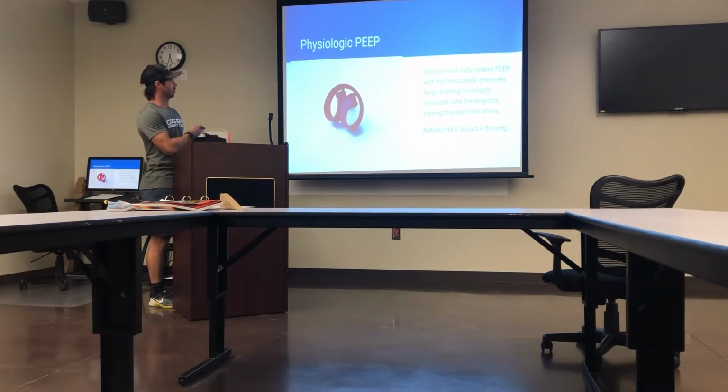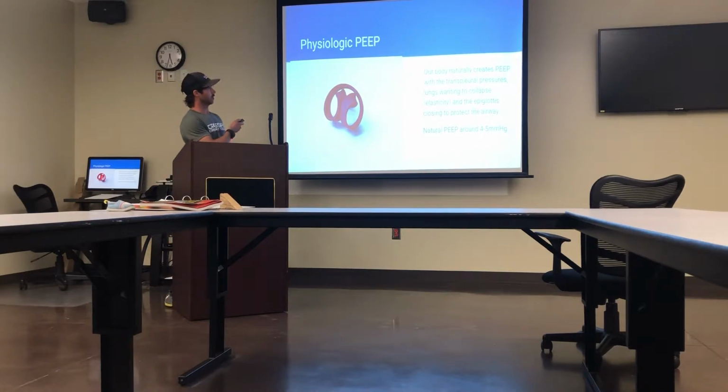Physiologic PEEP. Walking around, talking to you right now, everybody naturally has PEEP. It's what helps our lungs stay open, our alveoli stay open. It helps with elasticity. So natural PEEP is around 4 to 5 millimeters of mercury.